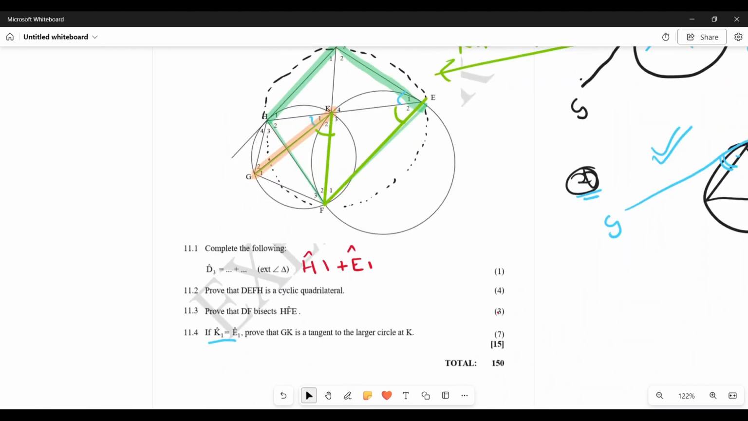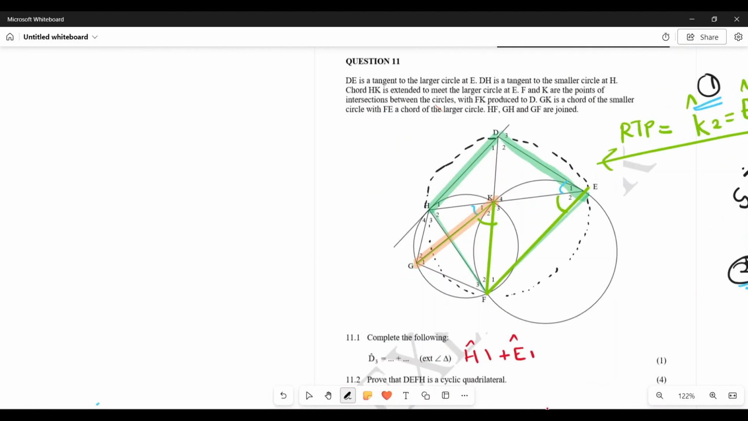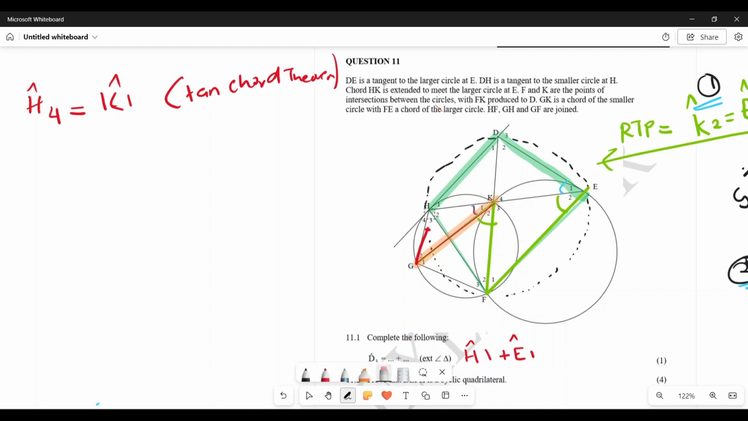All right, now let me go about doing that on the other side. So for my first step, I'll look for other angles which are equal to this K1. Another angle that would be equal to K1, remember this is a tangent, and if I were to apply my tan chord, I'm trying to identify other angles equal to K1: H4. So H4 is going to be equal to K1, tan chord theorem. Let me erase here. I know that H4 is equal to my K1 because of the tan chord, right?